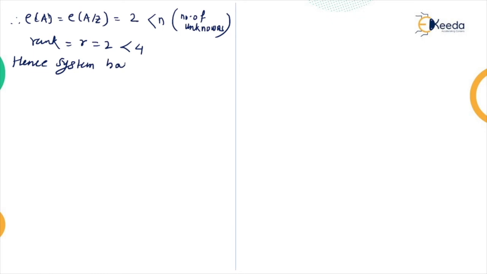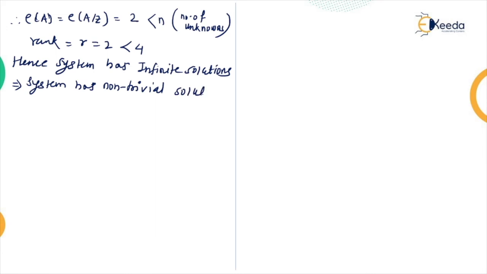If the rank is less than n, the number of unknowns, then how many solutions does the system have? It has a non-trivial solution, meaning it has infinitely many solutions. So guys, it is very easy to understand. If the system has infinitely many solutions, it has a non-trivial solution, and we have to find it.